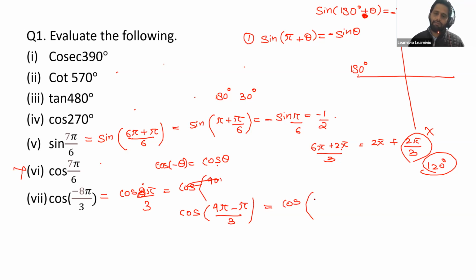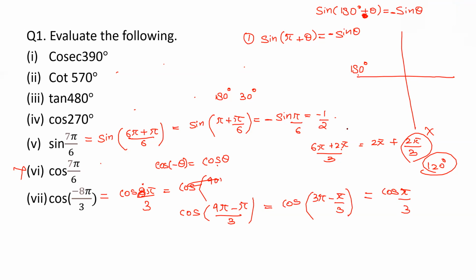Write this cos, divide by 3. You get cos 3 pi minus pi by 3. Now this is again a pi, so we will get cos pi by 3. But the task is we need to check in which quadrant this line lies. So right here 0, right here pi by 2, right here pi, right here, no, not 2 pi by 3, right here 3 pi by 2. And here, 2 pi.